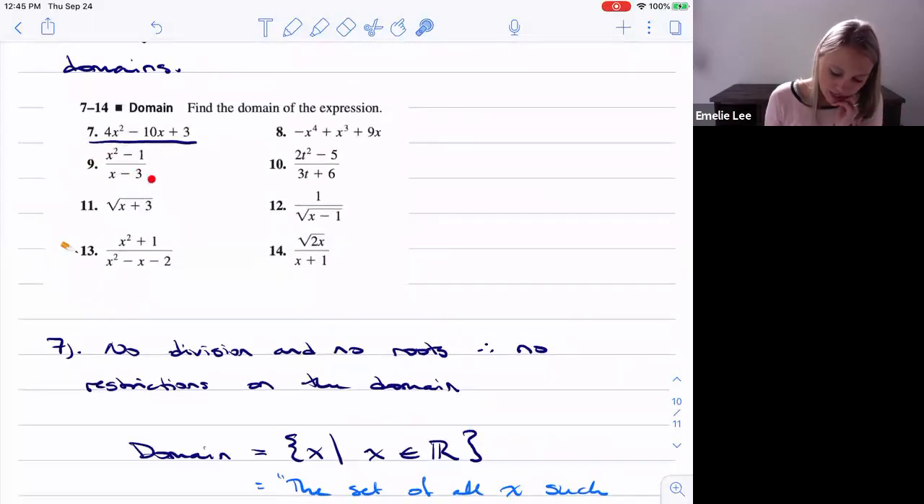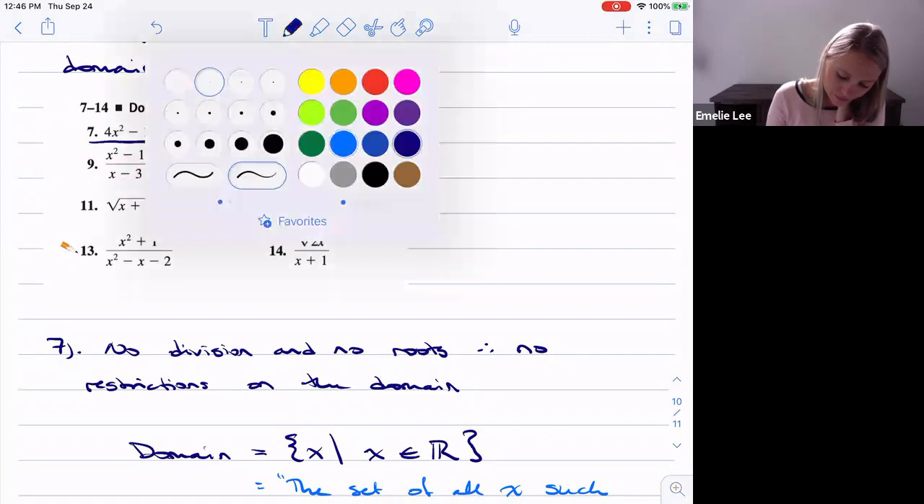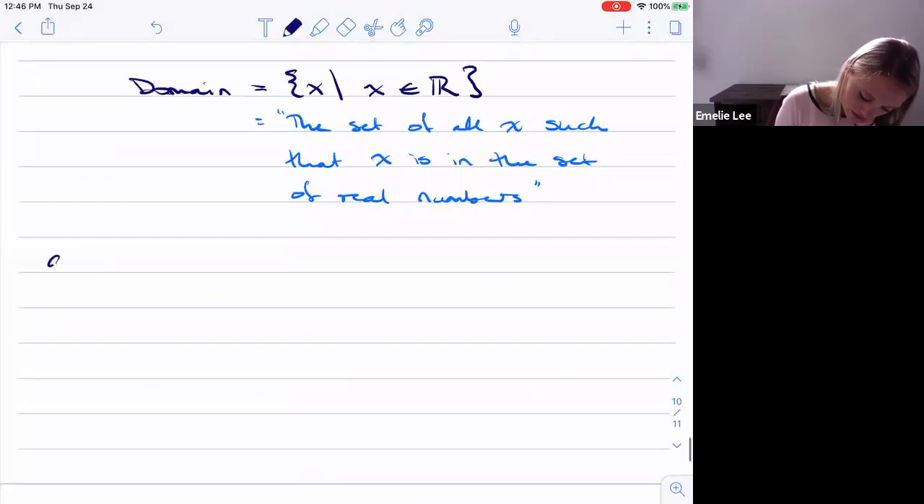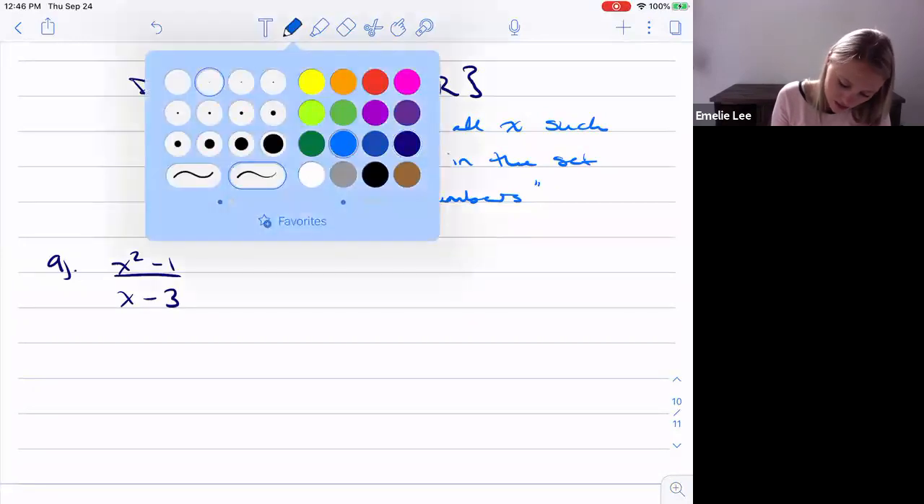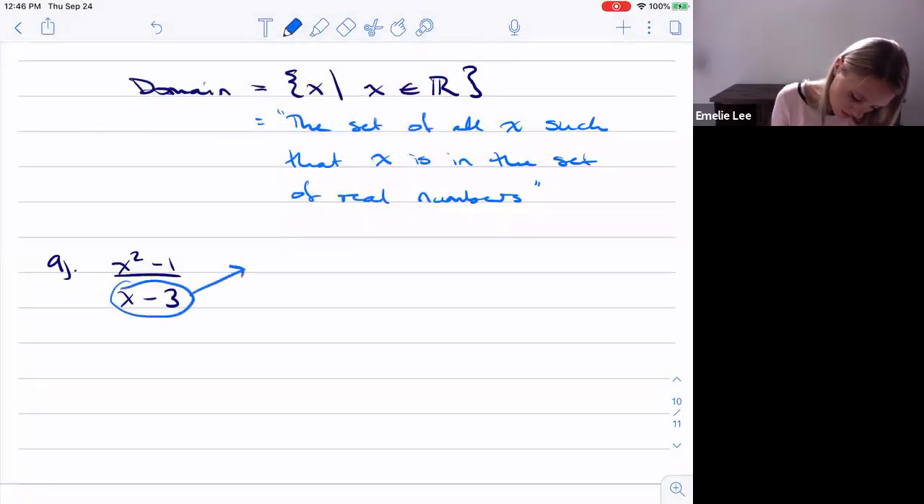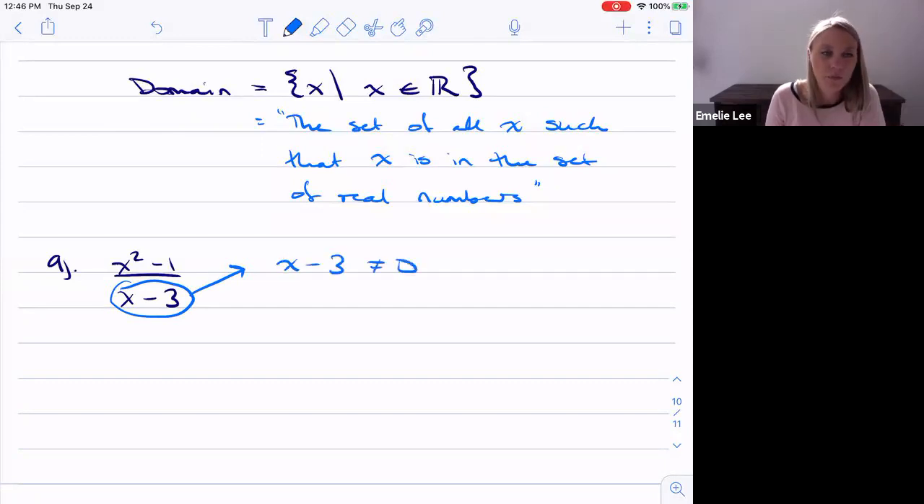If we go on to 9, right? Because notice that 8 looks the same. 9 looks the same as 10. 11 and 12 are a little bit different, but let's have a look at 9. So in 9, I've got x squared minus 1 over x minus 3. Because there's division, x minus 3 cannot be 0. X minus 3 cannot equal 0.